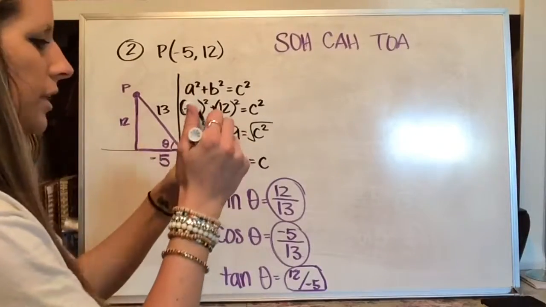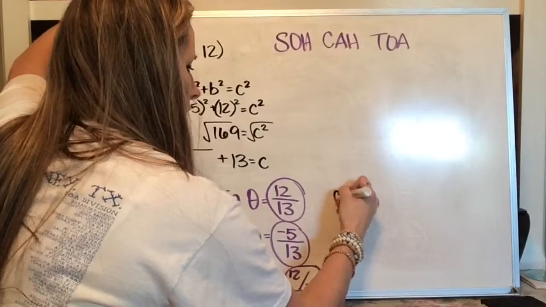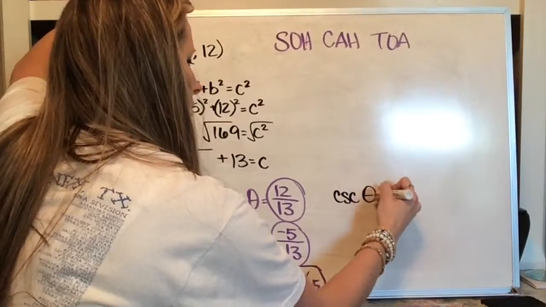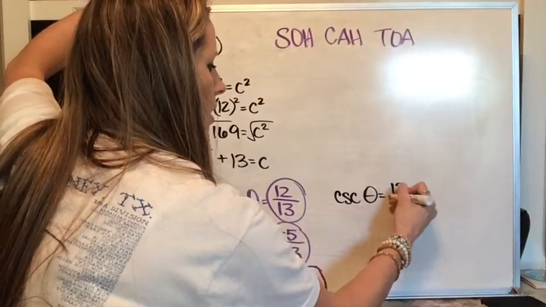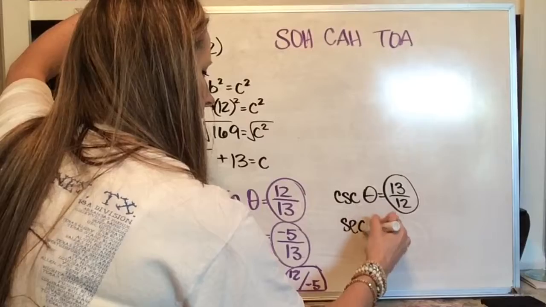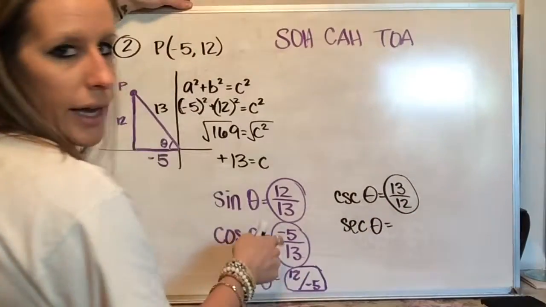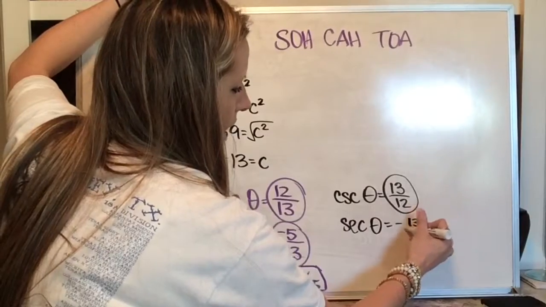All right, so now we're going to find our other three. So cosecant. For cosecant, I'm going to flip my sine. So flip it. It's going to be 13 over 12. We're just going to do the reciprocal. Secant, I'm going to flip my cosine. So if I flip it, I get -13 over 5.